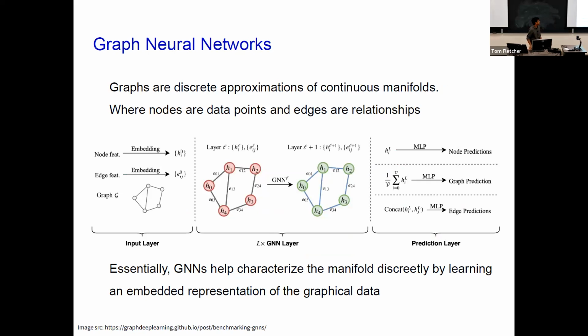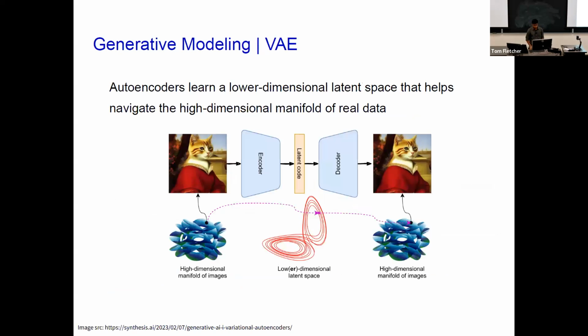All right, graph neural networks. Graphs, like we talked about, are automatically discrete approximations of continuous manifolds, discretized in a way where the nodes represent what the data is and the connections represent the relationships. So essentially, GNNs, graph neural networks, usually help us characterize the whole manifold by discretely learning an embedded representation of the graphical data. So you can do node predictions, graph predictions, edge predictions, and we look at this in detail in later classes and how it connects to manifold math.